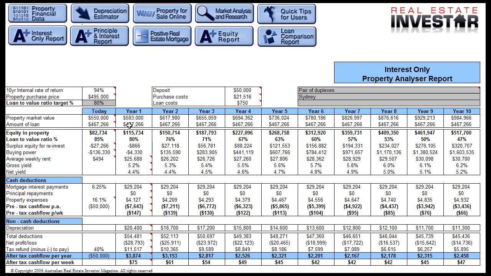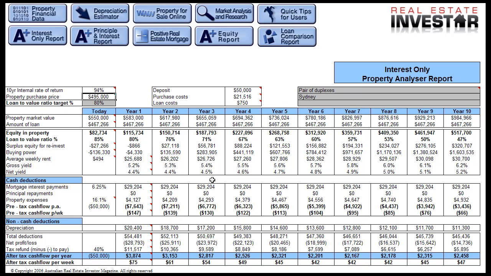I'm now going to take you through our interest only report, which summarizes the performance of this particular property. So let's start with the property purchase price up the top there, $495,000. Because we've outlaid a deposit of $50,000 on this property, Property Analyser calculates what's called an internal rate of return, or IRR, which you may have heard of.